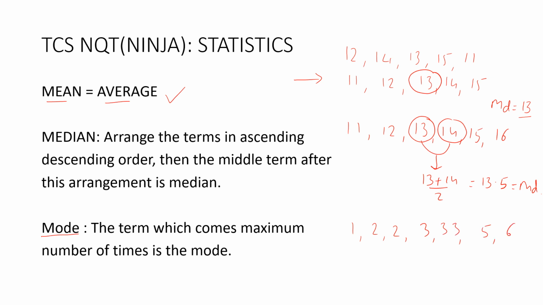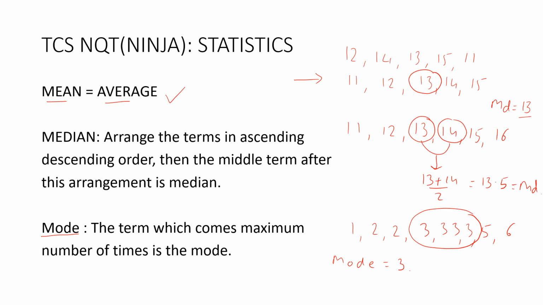So what is my mode at the moment? Which is the term which is coming maximum number of times? Okay, let me make 4 threes over here. So which is the term which is coming maximum number of times? 3. So my mode is going to be 3.